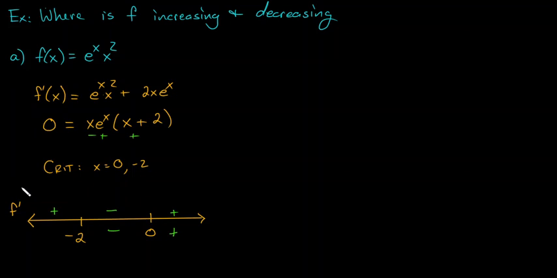Only so that later when we do f double prime, I can do the same stuff here. Okay. I honestly don't do the arrow normally, but it's good practice for you. Up, down, up. Okay, so the true question was, hey, when is f increasing and decreasing?